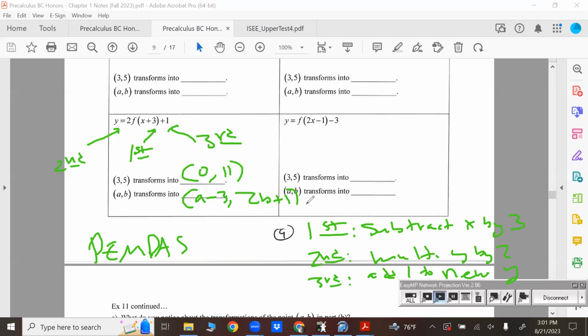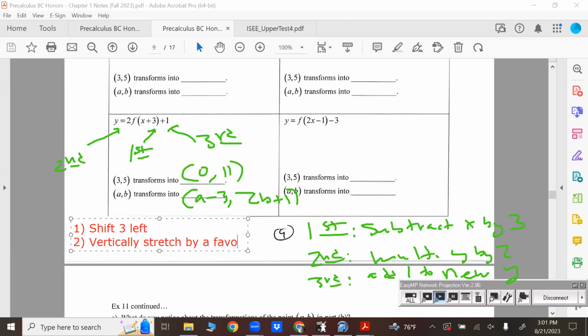And yes, shift 3 left, stretch vertical by a factor of 2, and shift. Let me write that out actually. And let's switch colors, go red. Shift 3 left, vertically stretch by a factor of 2, and shift 1 up. And it's got to be in that order. I am totally picky about this. I'm usually pretty lax about most things. This one, I'm incredibly picky. You got to get it right. Okay.